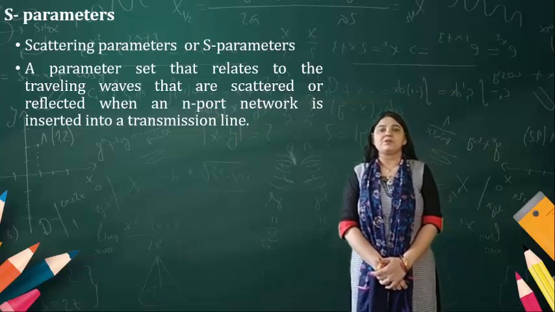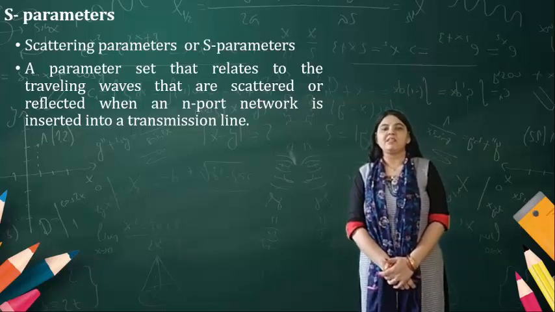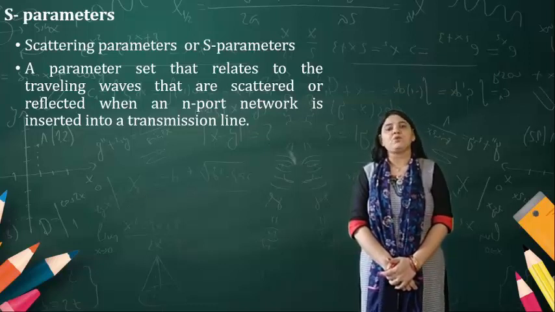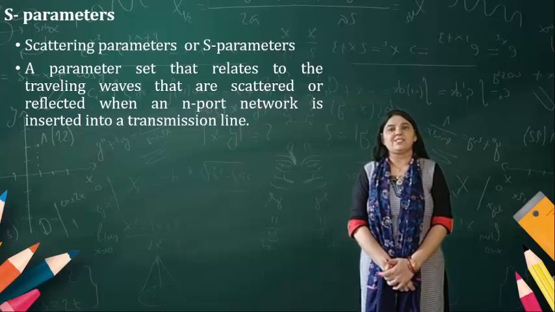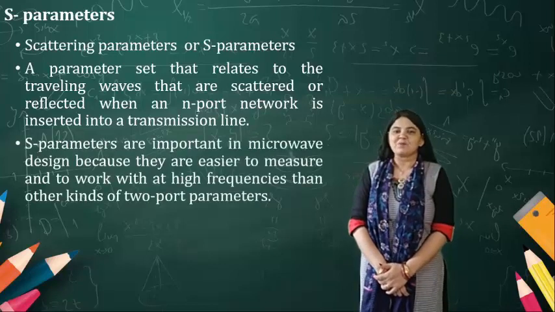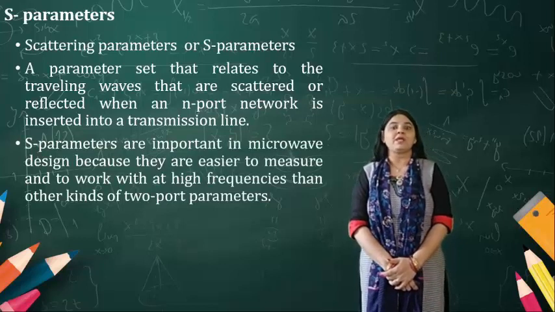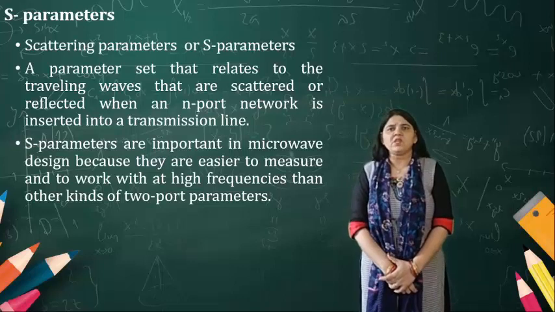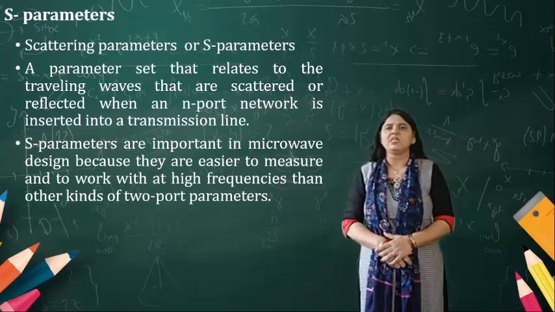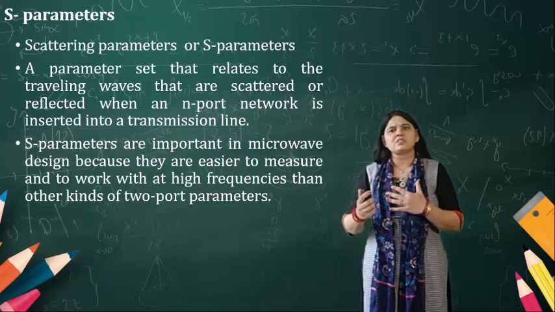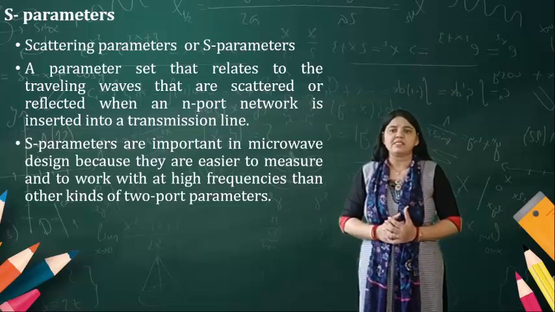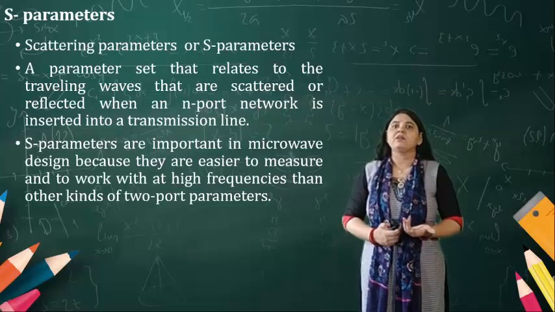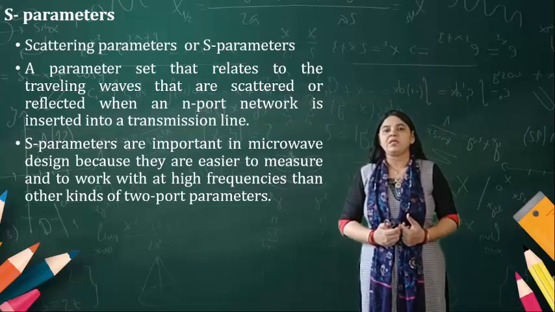So it is a parameter set that relates to the traveling waves that are scattered or reflected when an N port network is inserted into a transmission line. S parameters are important in microwave designs because they are easier to measure. As we know, at microwave frequency it is difficult to short circuit as well as open circuit the devices. So the measurement devices which we use at lower frequency can't help here.